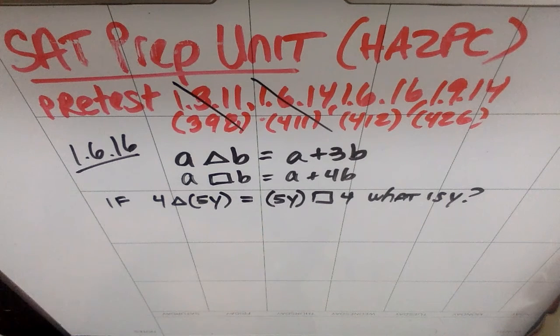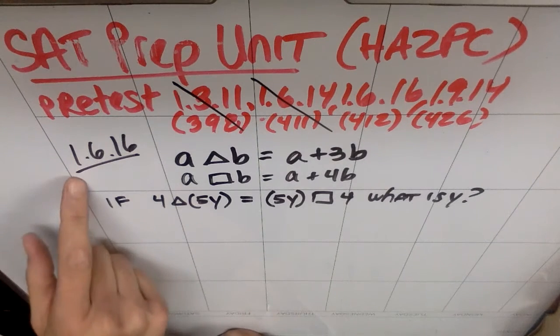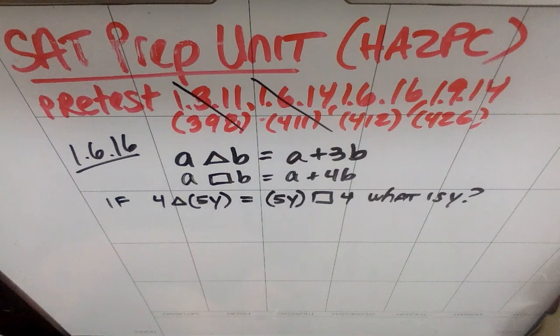We're going to continue with our SAT prep unit for my Honors Algebra 2 Pre-Calc course. So this is 1.6.16, which again, based on the notation I use, means we're using practice test 1, section 6, problem number 16. So this is a pretty classic SAT problem.